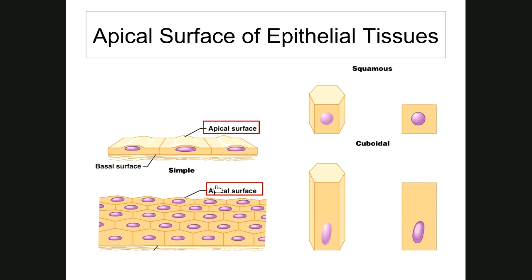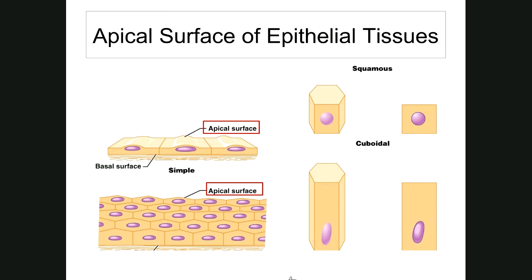The cells are closely packed, so you can see that they're next to each other on this picture here, and arranged in sheets or layers, and always have a free surface. Again, there's your free surface. It's called the apical surface. Now, something else about this, we'll come back to this slide in a little bit. Let's look at the next slide.